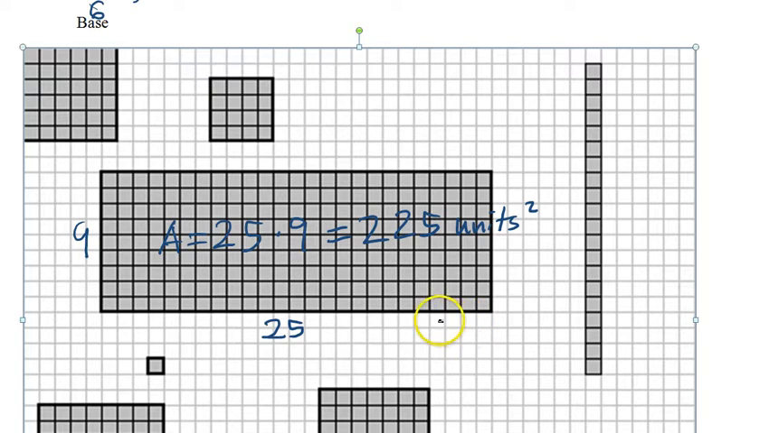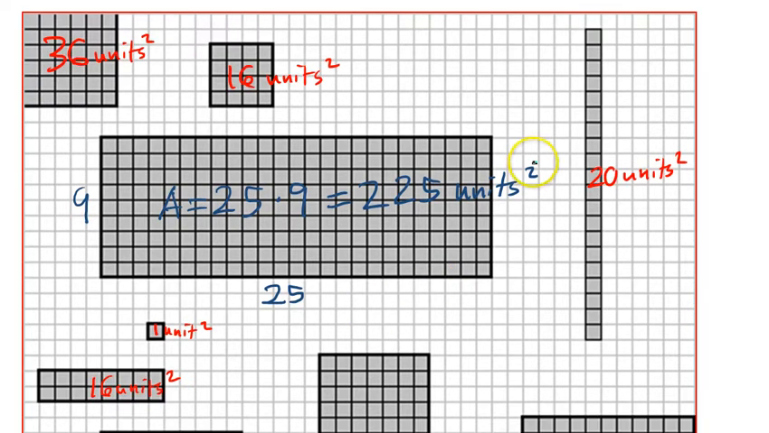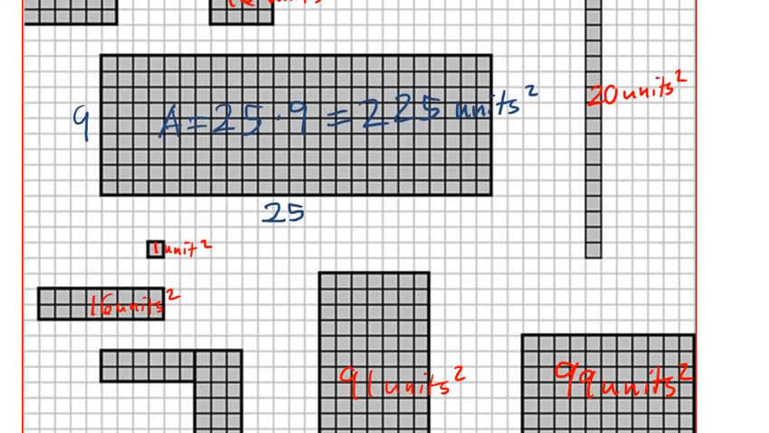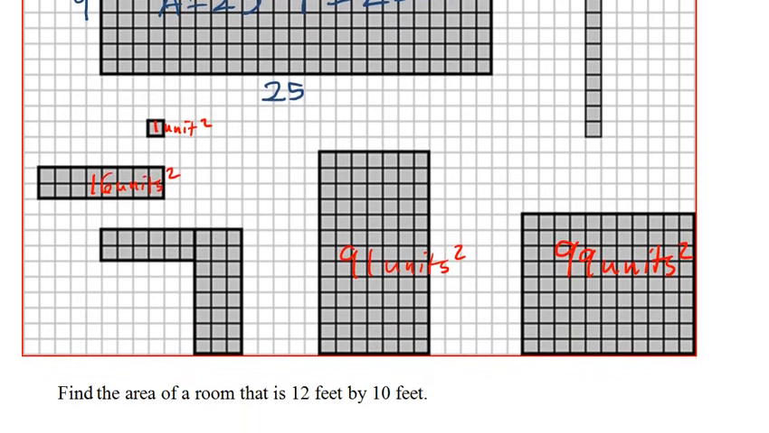Alright, so I want you to hit pause now on the video, and you try the rest of them. Okay, so here are all the answers. You had 36 unit squares, 16 unit squares, and so on. And here are the answers for the bottom one.